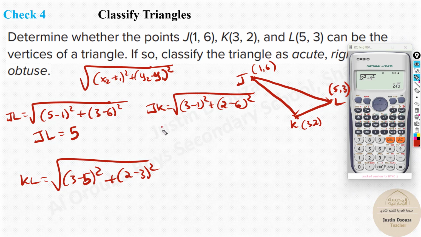You can see JK will be equal to 2 root 5. But you know what? I will just show you. Even if I put this as minus, I'll put the bracket, minus, and then square it. The answer will be the same, 2 root 5. Why? Because the square will dissolve the negative sign.